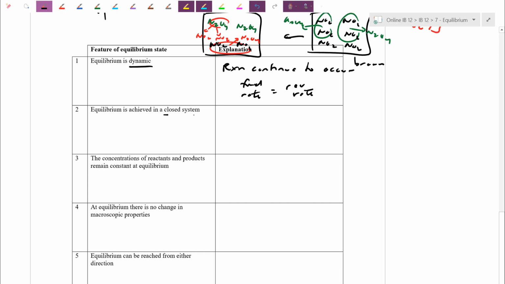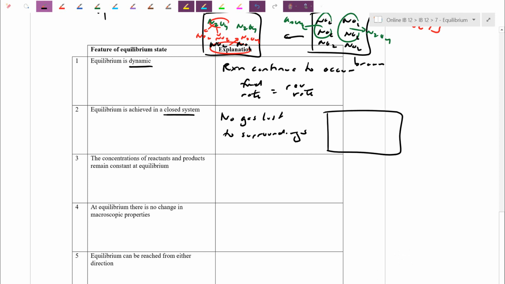They have to be achieved in a closed system, so especially there would be no gas lost to the surroundings. In the system we were dealing with here, the N2O4 was a gas, and the NO2 was also a gas. If we were in an open system, any of these NO2s and N2O4s might have gotten lost, and that wouldn't end up hitting equilibrium. So in this case we want to make sure we're closed. Even if we're dealing with gases, they're all stuck here, so they have a chance of doing forward or reverse.